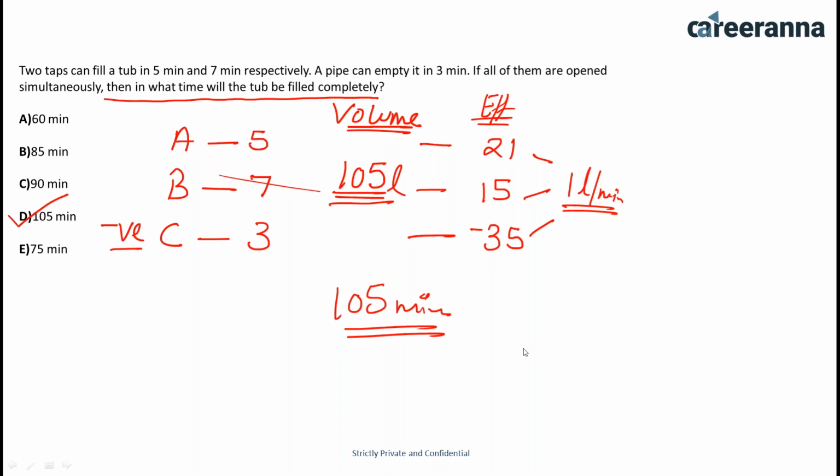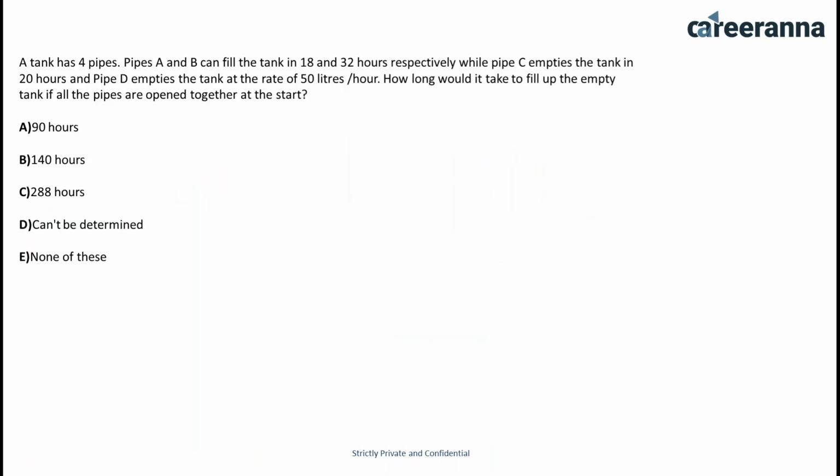Let's see our next question. A tank has four pipes. Pipes A and B can fill the tank in 18 and 32 hours respectively, while pipe C empties the tank in 20 hours and pipe D empties the tank at the rate of 50 liters per hour. How long would it take to fill up the empty tank if all the pipes are open together at the start? Now in this, two pipes are filling the tank, two pipes are emptying the tank.